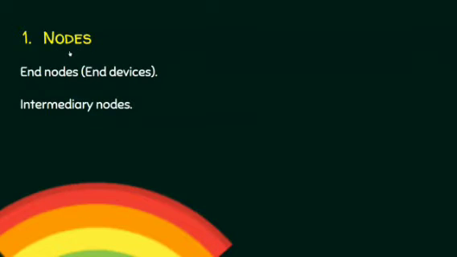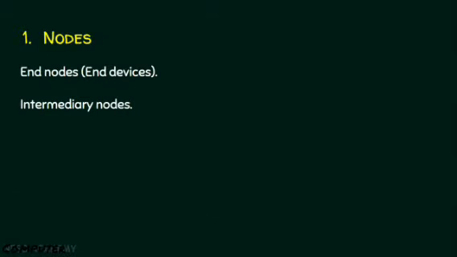We have already seen nodes in detail in the previous lectures. A node can send or receive or both send and receive the data. And these nodes can be an end node or an intermediary node. We can call end nodes as end devices and intermediary nodes as intermediary devices. We will first see end nodes.